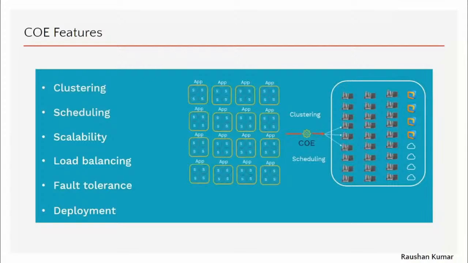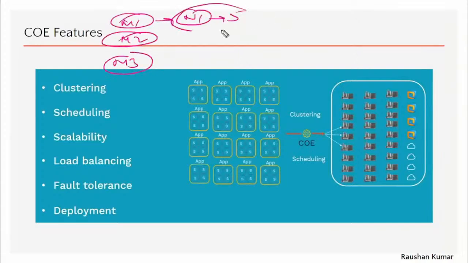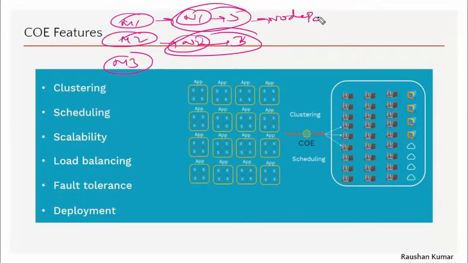What is clustering? As I told you, in the first place, you have multiple microservices, M1, M2, M3, with different requirements. You need multiple nodes. Let's say you want to deploy 5 nodes of this, and for N2, you need 3 nodes of this. You can create a cluster for that. You can have a separate cluster for each particular microservice, for M1, M2, different microservices. That's what clustering means.